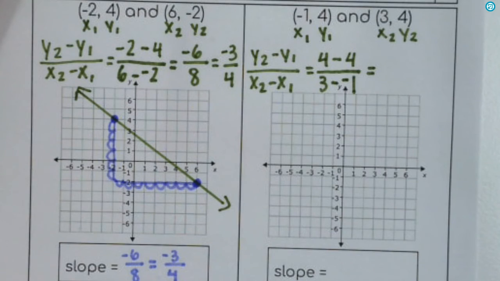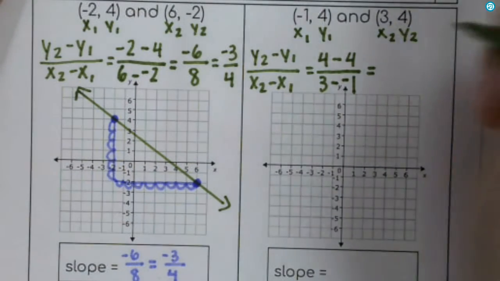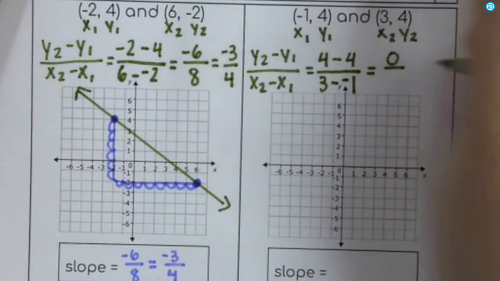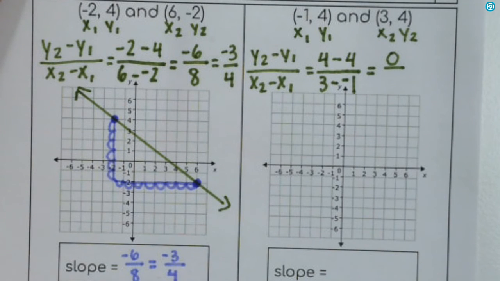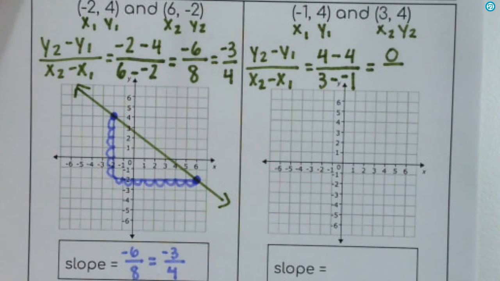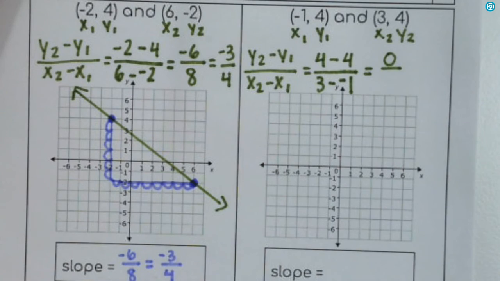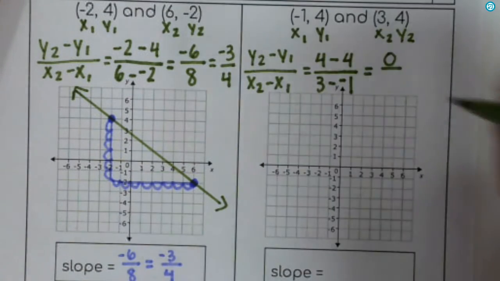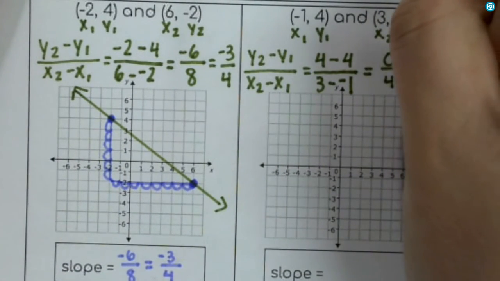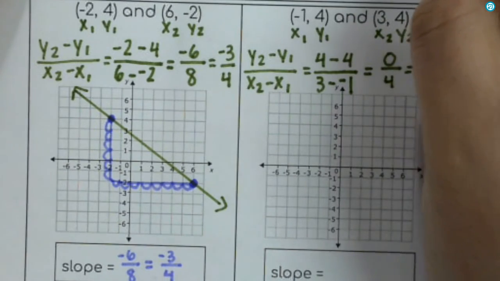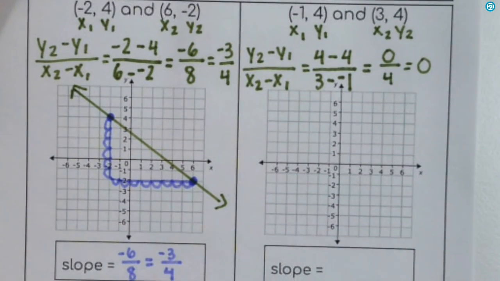And then solving that out, 4 minus 4 on top is 0. 3 minus negative 1 is the same as 3 plus 1, because taking away a bad thing is the same as adding a positive thing. So it's 4. But what's 0 divided by 4? 0. So our answer on this one is just 0.